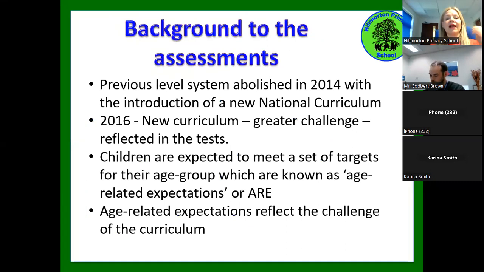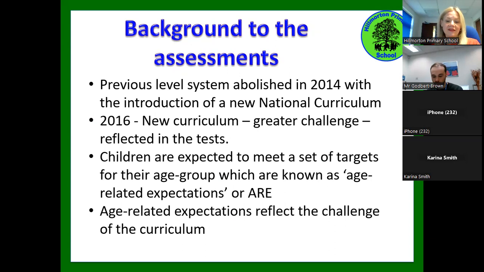So again, a little bit of a background to these assessments. The SATs have been in place for a really, really long time. If you've got much older children who took the SATs before 2016, they will have done slightly different ones, and there was a level system then. These new SATs have been in place from 2016, at the time when they first started testing that new national curriculum. And the idea is that children are expected to meet a set of targets for their age group.